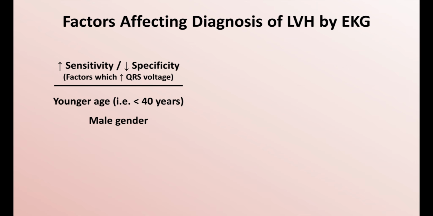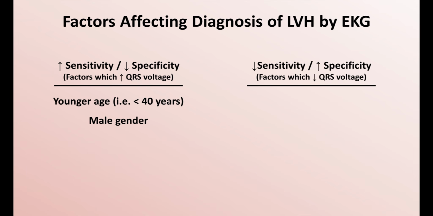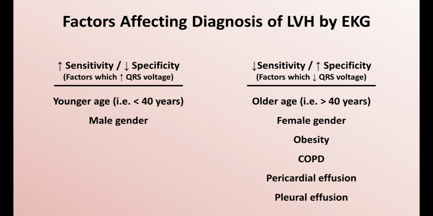Then there are factors which decrease sensitivity but increase specificity. That is, factors which decrease QRS voltage irrespective of LVH. These are older age and female gender, as well as obesity, COPD, and pericardial and pleural effusions.